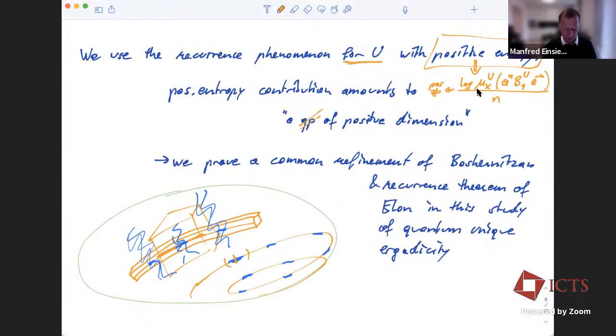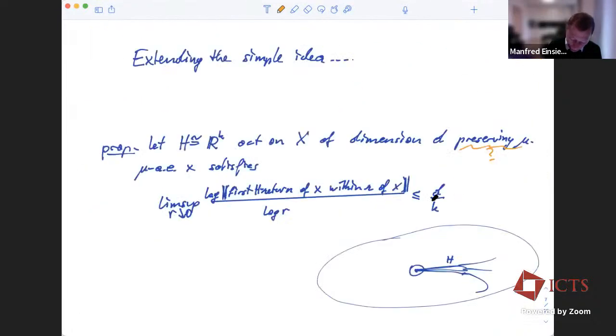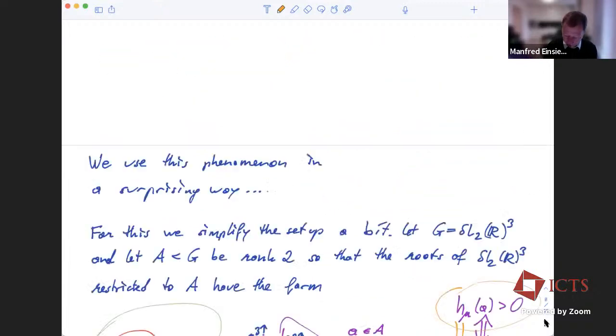And with this, one can now prove a recurrence statement where, in a way, in this little proposition, the K is replaced by the entropy contribution. So this K here is not an integer anymore. It's the entropy contribution. The entropy contribution may not be 1. It may be 0.0001, but it's positive, so it's some fixed number. So it's okay.